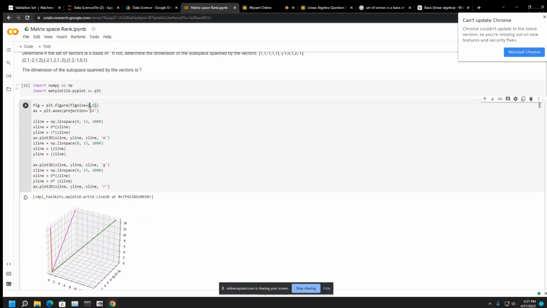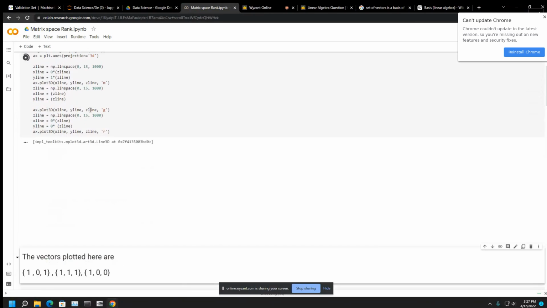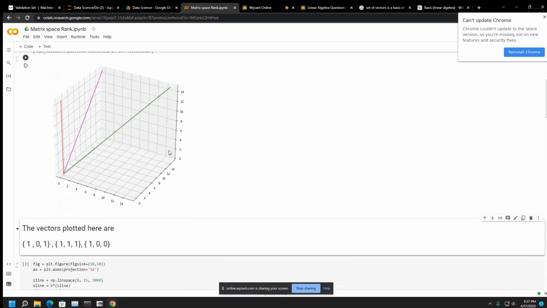I'm making this picture a little larger. I'm going to plot a couple of vectors here. So the vectors I plotted here are 1, 0, 1, 1, 1, 1, and 1, 0, 0. As you can see, they are not exactly perpendicular, but they are independent. So you can explain any point in the space with the help of these in the 3-dimensional space.